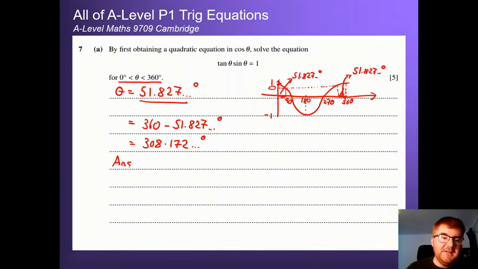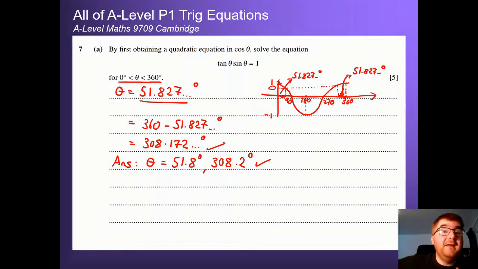So my final answers are theta. Now I'm generally going to round this to one decimal place here, so 51.8 degrees and 308.2 degrees. Those are the only two answers that exist for the domain that we're given in the particular question.